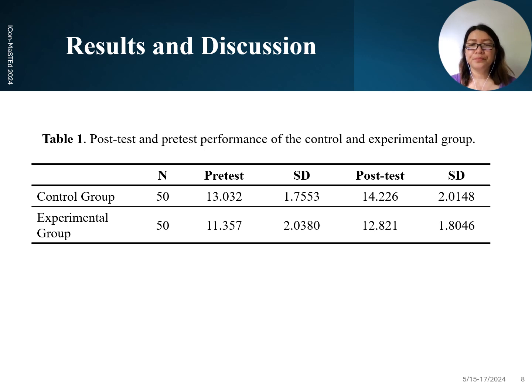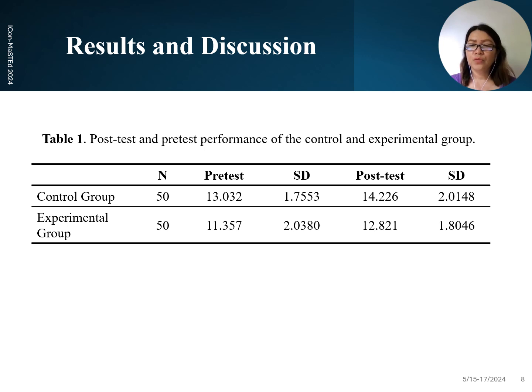Table 1 shows the pre-test performances of the control and experimental group. As shown in the table, the pre-test mean score of 13.032 of the control group shows a slightly higher value compared to that of the experimental group with 11.357. This means that the control group performed better during the pre-test. Additionally, the computed standard deviation of the control group is 1.7553, which is also a little less than the experimental group's 2.0380. This implies that the scores of the respondents in the control group are more clustered to the mean compared to that of the experimental group.